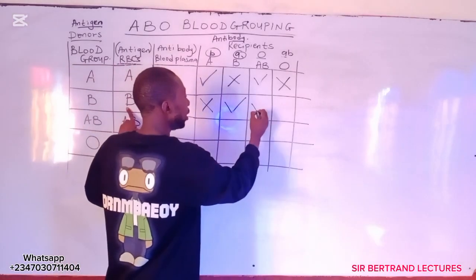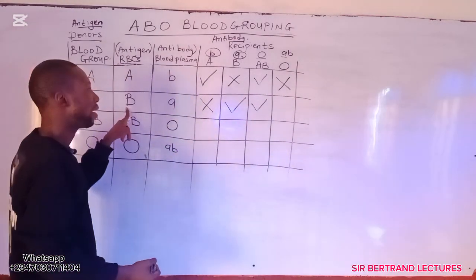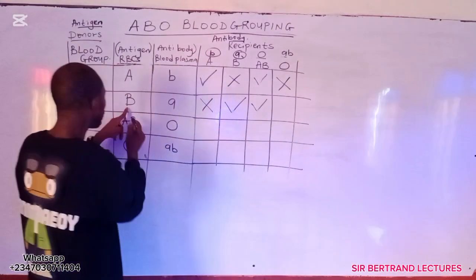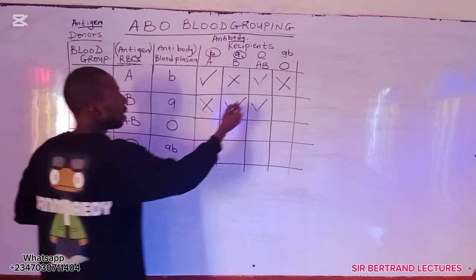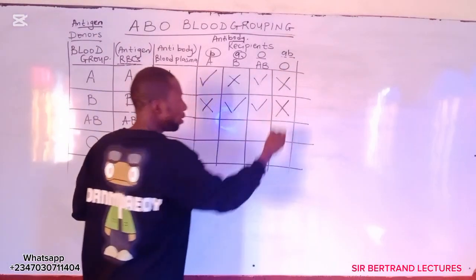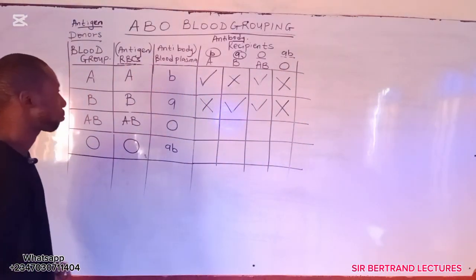So that's why the blood here can match together. Okay, can B give blood to O? No, because we have antigen B and antibody B will react with it. That's why here the blood cannot match again.